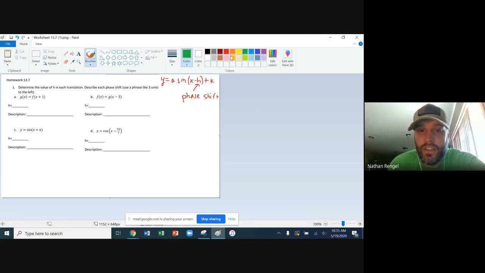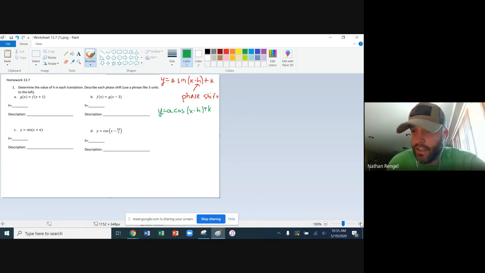And then with the same idea, your cosine, y equals a cosine x minus h, and where I'm using x, you could also use theta, so either way is fine, and then plus k. So anything in the h, x minus h moves to the right, x plus h moves to the left, and the k is going to be shifting us up and down.